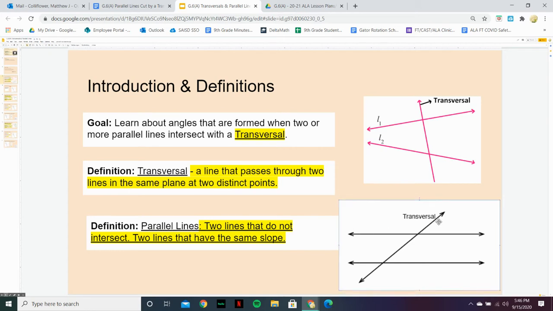So in this picture here, we still have a transversal that is cutting between these two lines, but you'll notice that these two lines are parallel and they will not touch each other. They have the same slope.